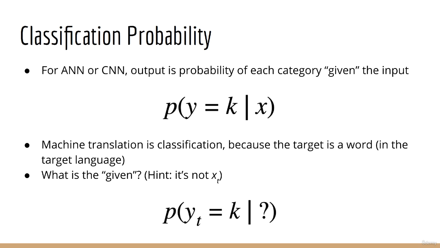Considering neural machine translation, let's think about how we can reason about what an RNN is predicting in probabilistic terms. If you recall, when we look at ANNs, and hence this also applies to CNNs, the output prediction after applying the softmax function is a probability distribution. For a regular ANN or a CNN, it's the probability that y equals k given x. X is the input vector, or in the case of CNNs, an image, and y is the label. For neural machine translation, this is also classification. We are trying to predict a category, which is a word, in the target language. So the question for RNNs is, if we are doing classification, we will have the probability of y of t equals k given something. But what is this something?